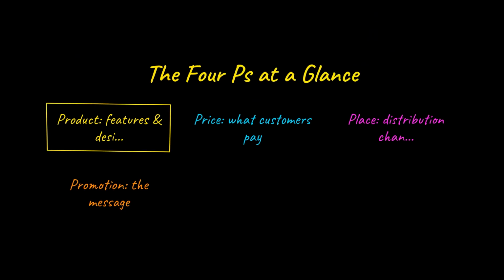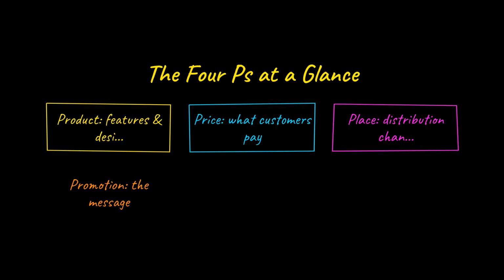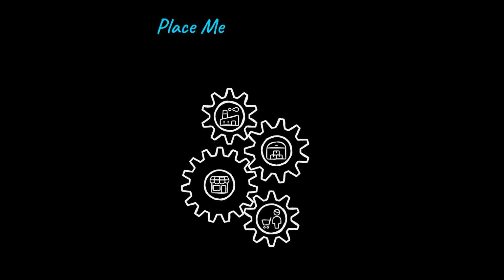Each P answers a different question. Product covers what you sell, including features, design, and packaging. Price is the only P that brings in revenue rather than creating cost. Place covers distribution, the channels moving goods to customers. Promotion covers advertising, selling, and public relations.